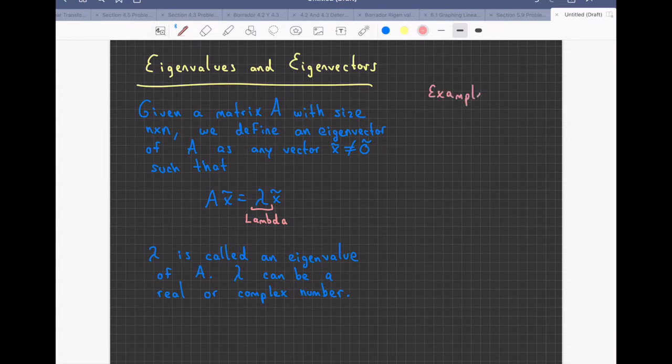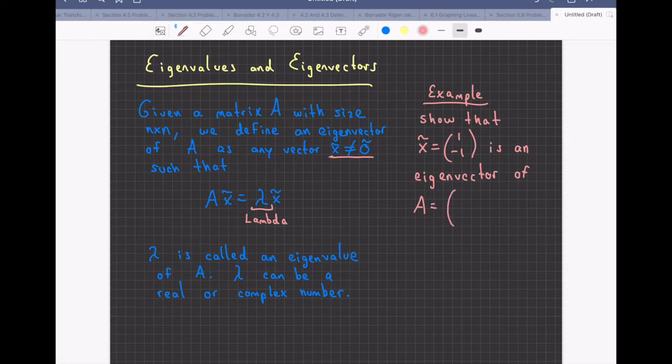Example. Show that the vector 1, -1 is an eigenvector of A equal to 1, 3, 4, 2. So we have to show what? We have to show that A times x must be equal to some real number or complex number times x. But notice what's going to happen here.